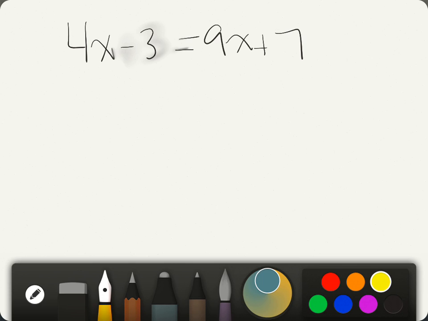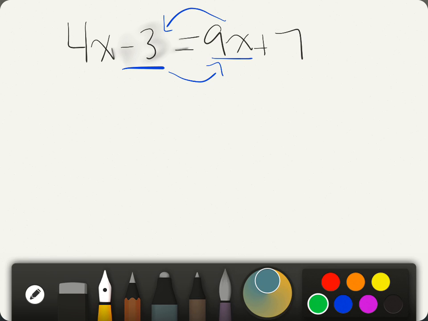4x minus 3 equals 9x plus 7. So my first step is to group. I want to move this negative 3 over to this side of the equation and this positive 9x to this side of the equation. Now you can do this in 2 steps, but I'm going to show it in 1 just to save room.